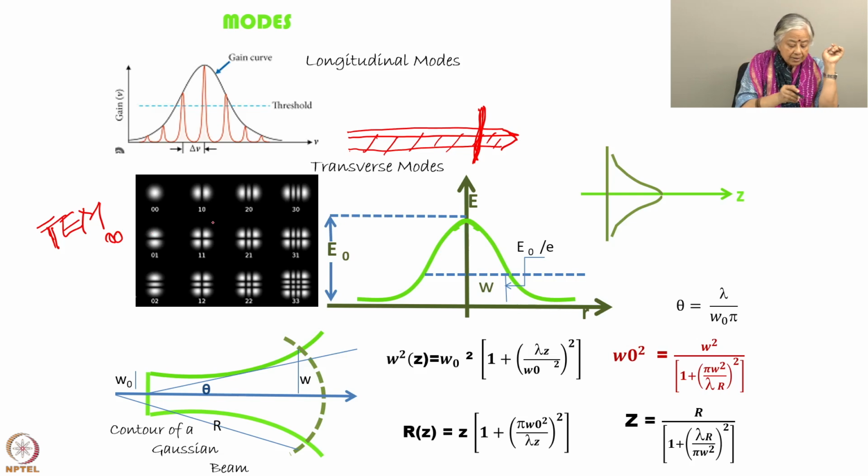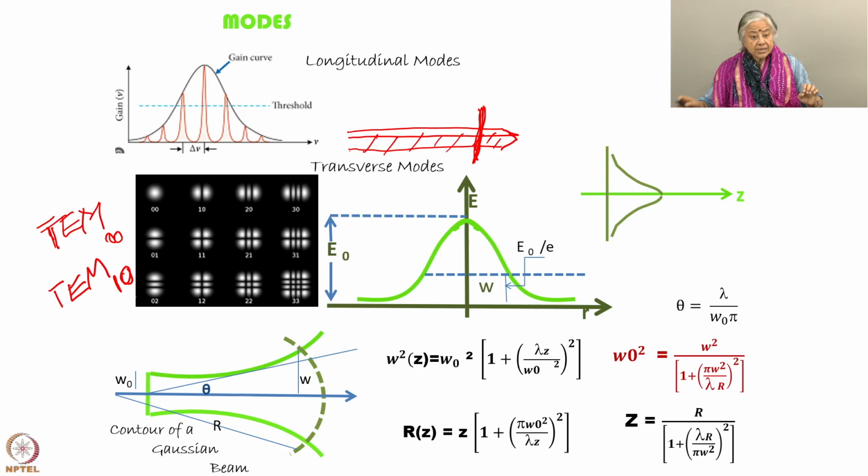Now, the next one is called TEM 10 mode, and this one is called 20, this one is called 30 mode, and this is 01, 11, TEM 21, TEM 31, and so it goes on. So, all these modes that you can see here are possible.